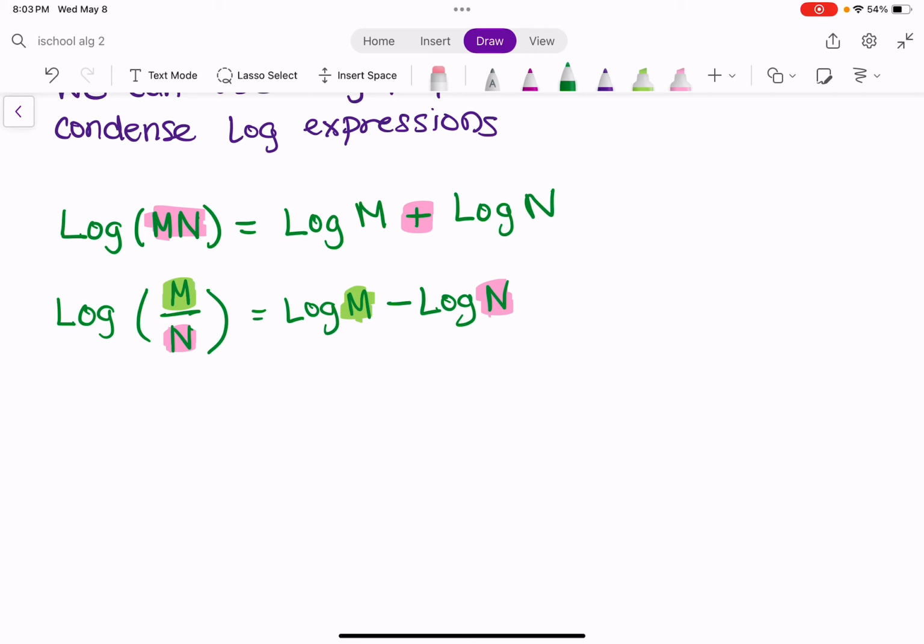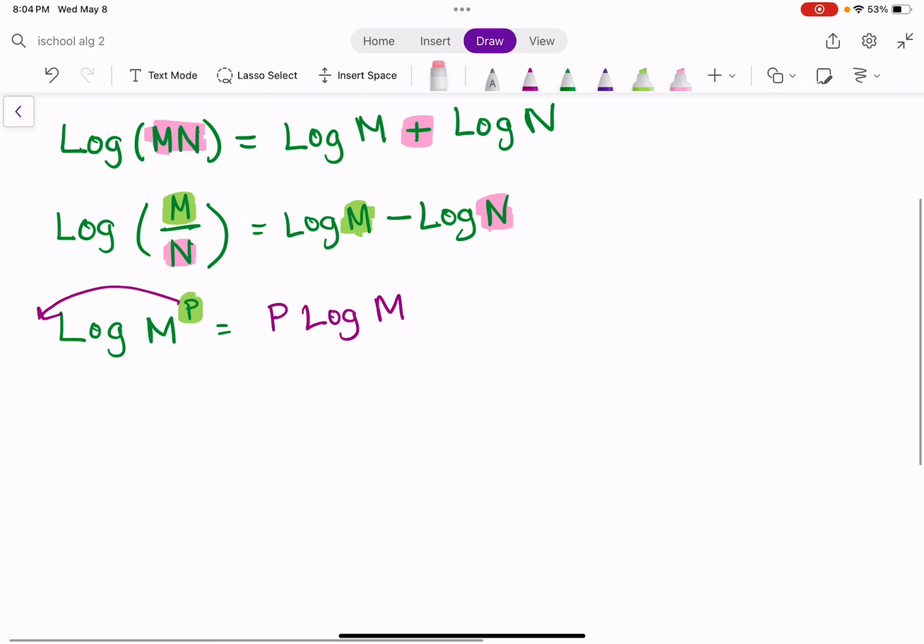The last log property has to do with exponents. So if we have something like log m to the power p, what actually happens is we take this exponent and we move it to the front. So I can rewrite this as p log of m, okay? And these are our 3 log properties. So we're going to use these 3 rules now to help us either condense or expand. So we're going to first talk about condensing.